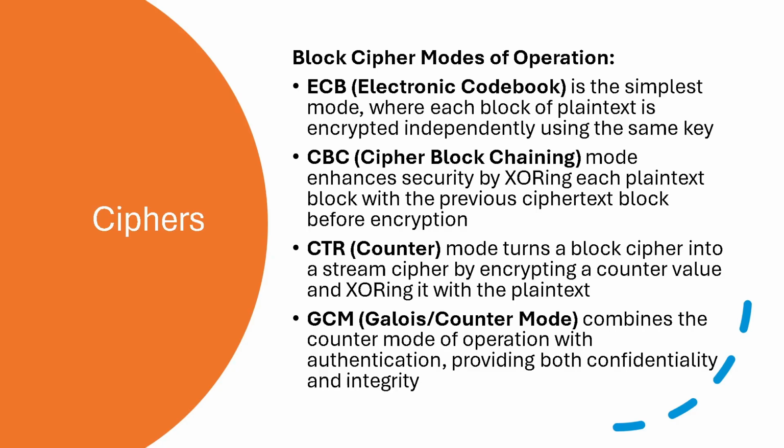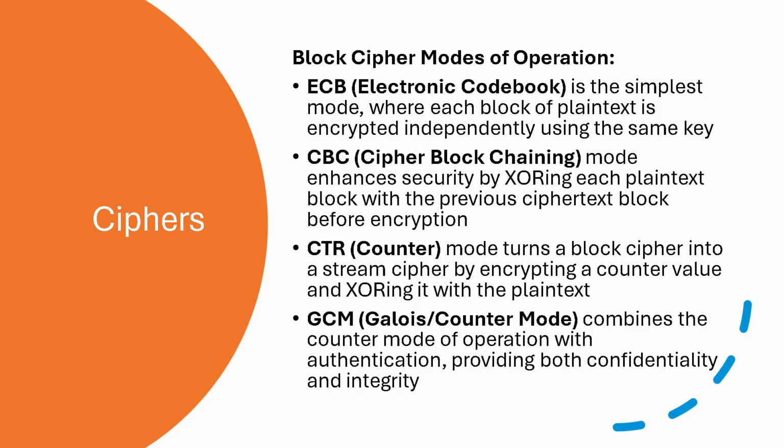CBC, or cipher block chaining, enhances security by XORing each plaintext block with the previous ciphertext block before encryption. It uses an initialization vector, or IV, to ensure that the first block is uniquely encrypted, even if identical messages are encrypted. Errors can propagate, meaning a single bit error in a ciphertext block can affect the decryption of subsequent blocks.